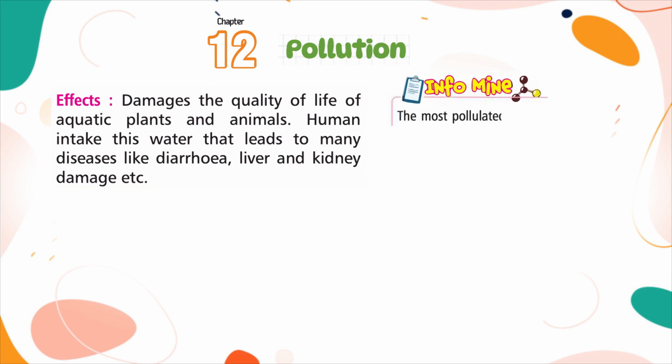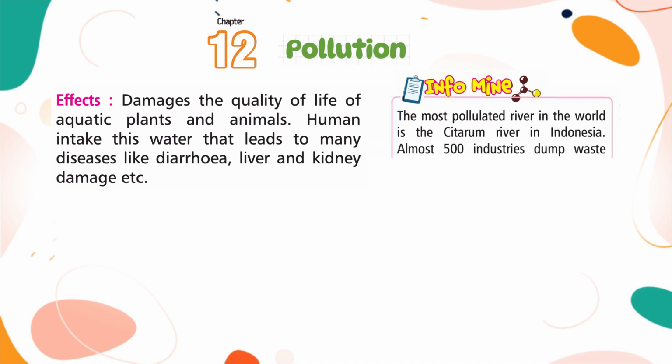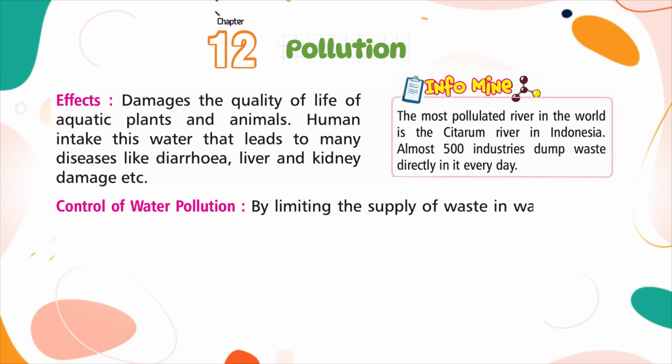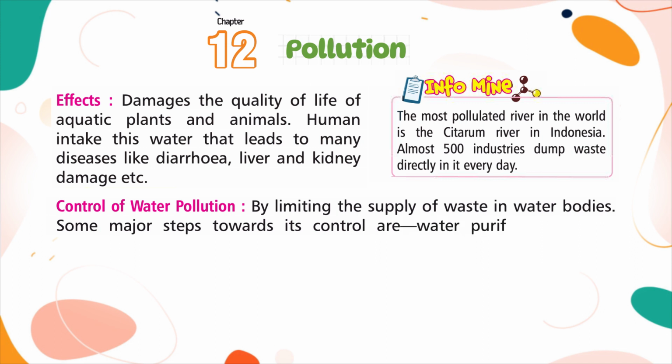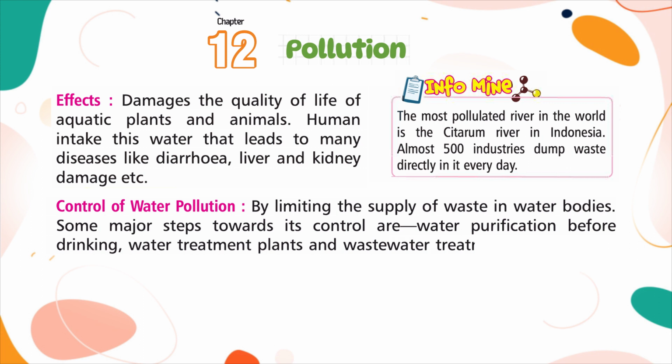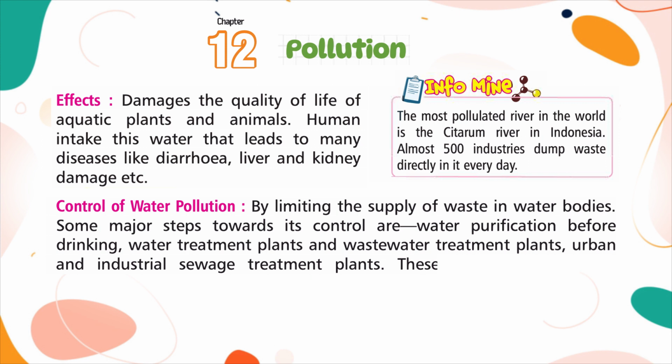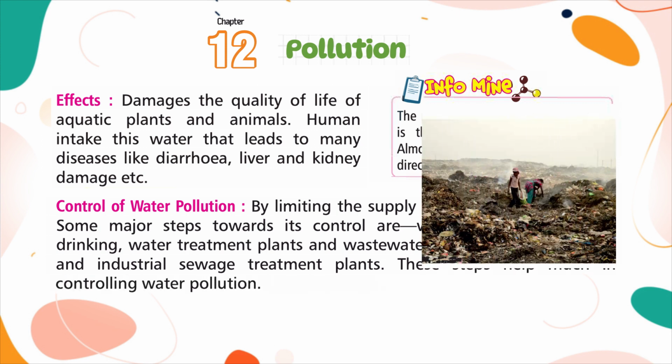Info mine: the most polluted river in the world is the Citarum River in Indonesia. Almost 500 industries dump waste directly in it every day. Control of water pollution: by limiting the supply of waste in water bodies. Some major steps towards its control are water purification before drinking, water treatment plants and wastewater treatment plants, urban and industrial sewage treatment plants. These steps help much in controlling water pollution.